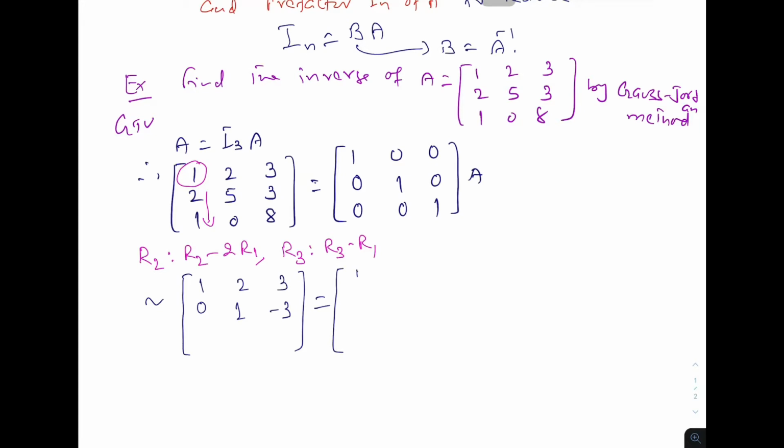Do the same process here. 1, 0, 0. Multiply with minus 2 and add here. So minus 2 plus 0, so that is minus 2. This will be 1, this is 0. Now R3 minus R1, so multiply with minus sign and add here. Okay. So minus 1 plus 1, 0. This is minus 2. This is minus 6 plus 8.